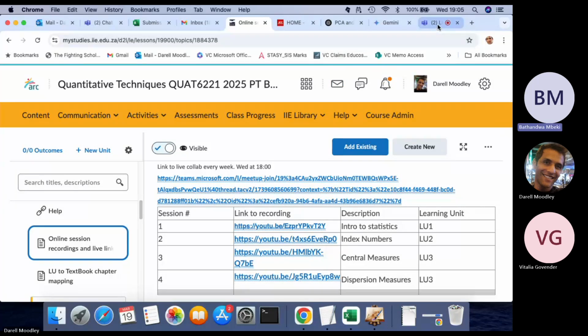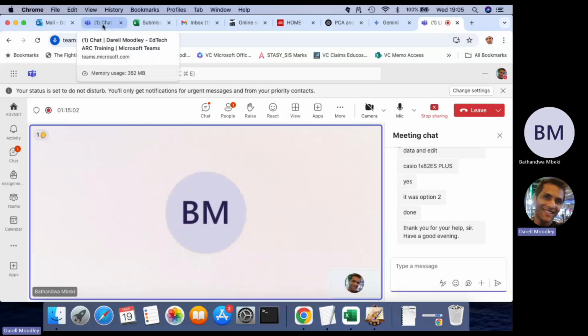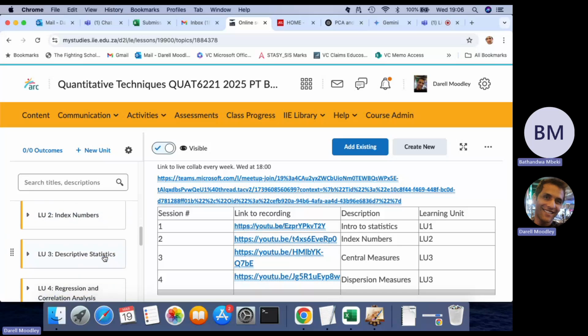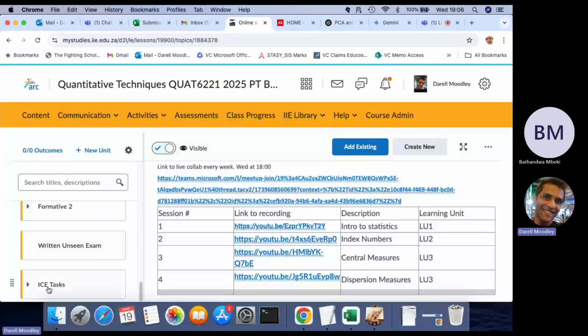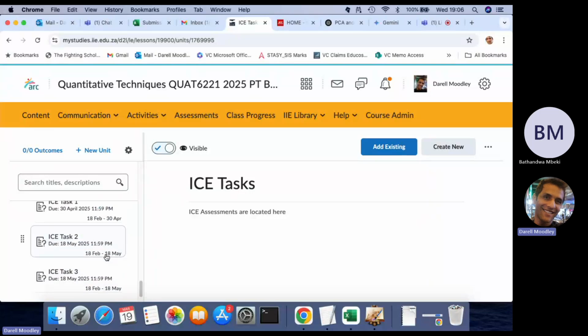Earlier on, I heard you talking about some assessment that needs to be submitted. Is that on a timetable? I'm very new to this platform, so I'm going to need some time to figure it out before your next session. So for the ICE tasks, if you go here, there are 4 ICE tasks you need to do. If you scroll down, you'll see the ICE task folder. You click there and you'll see the 4 ICE tasks. You still have plenty of time, because the first ICE task is due on 30th of April. Okay, that's perfect. And the others are due on 18th of May. So you still have time.